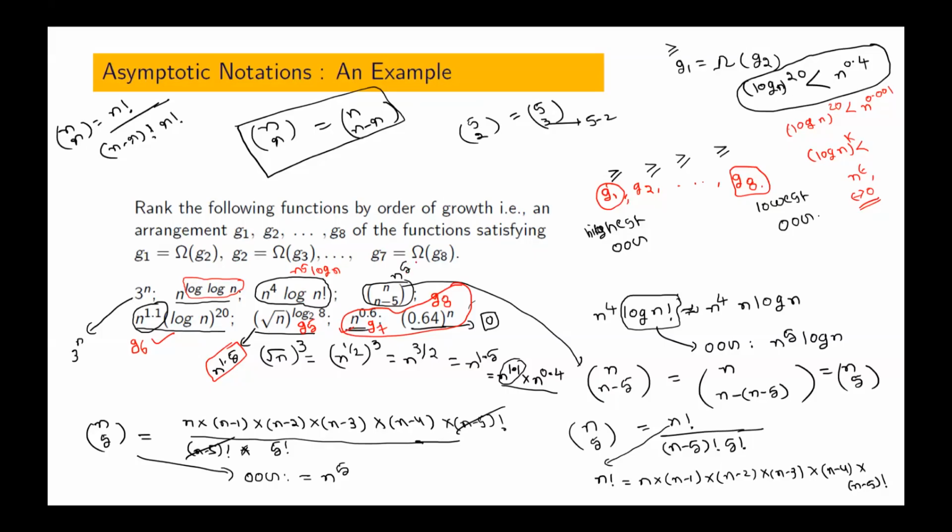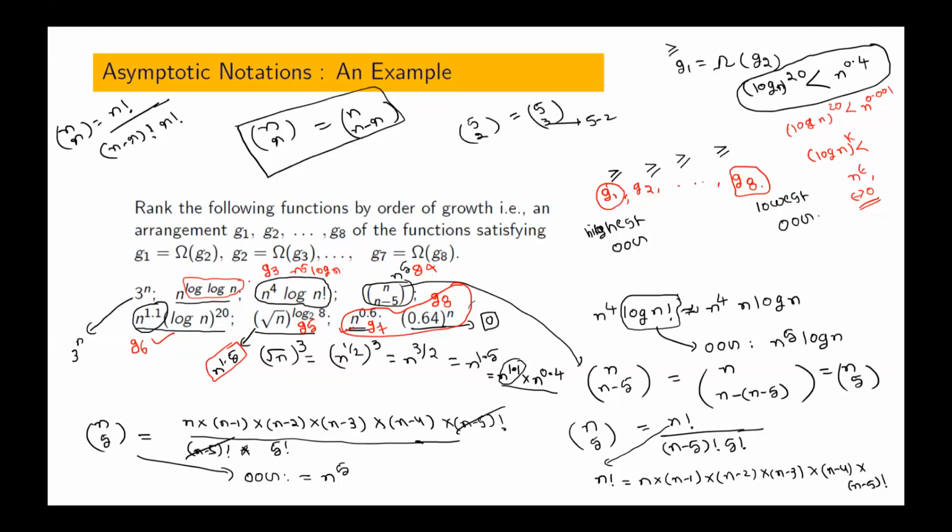Any doubt at this point? N power 5. Next lowest. This is n power 5 into log n. This is n power log of log n. Which is smaller out of these two? N power 5 log n is very much small when compared with this. So this becomes our G3. Is that clear? N power 5 log n.